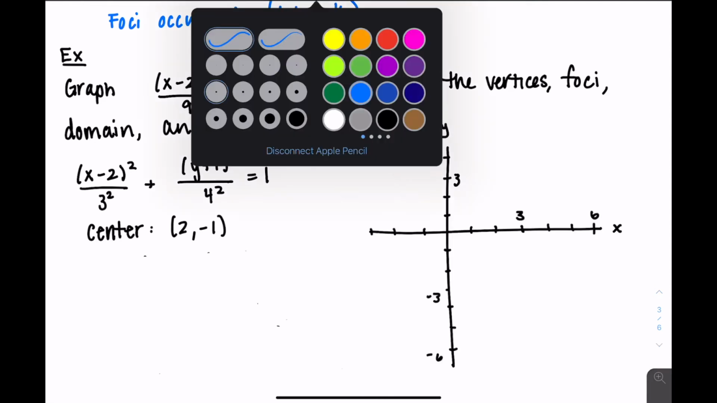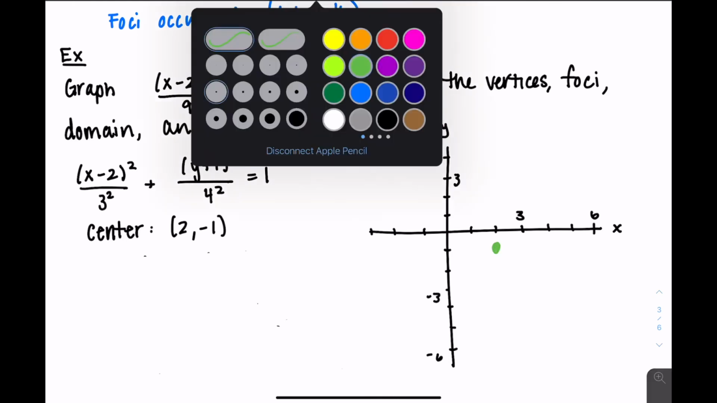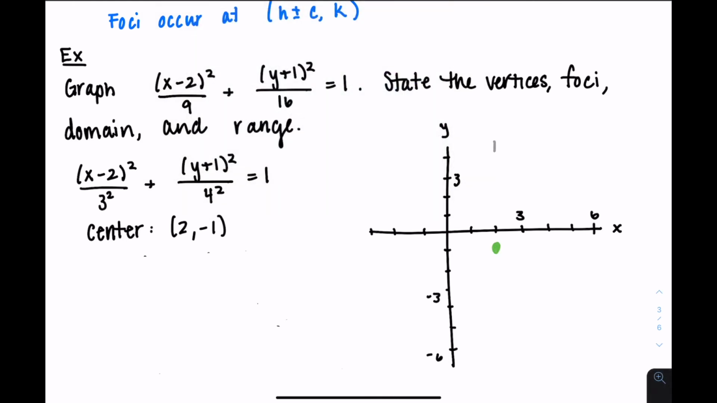So the first thing I'm going to do is plot that. Here's our center at (2, -1), and then I'm going to ghost in some straight lines to help us out with all of our endpoints, vertices, and foci. Okay. So I know this is going to open in the y direction.